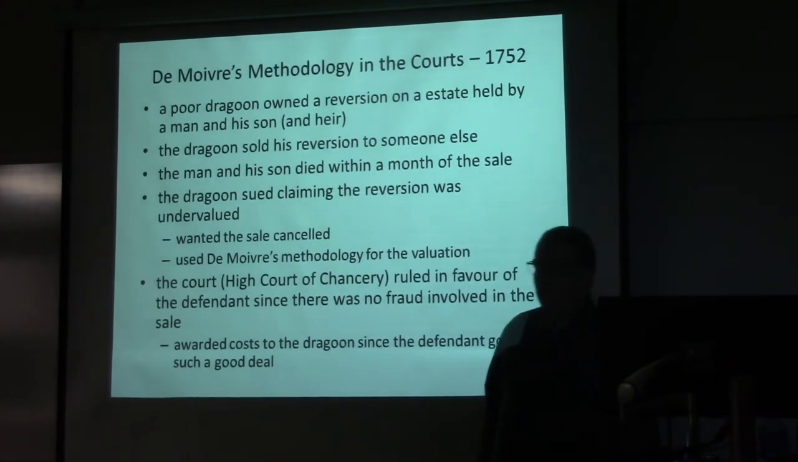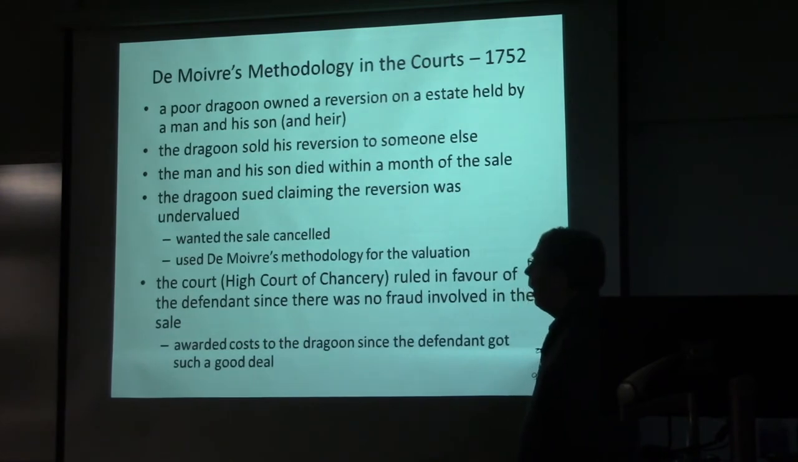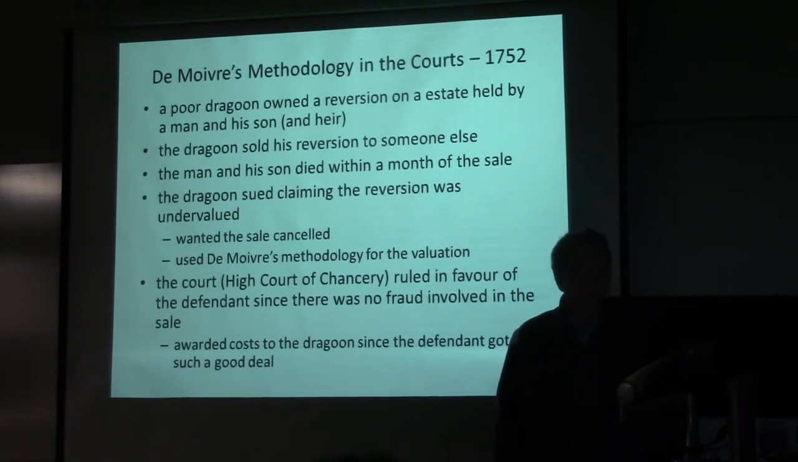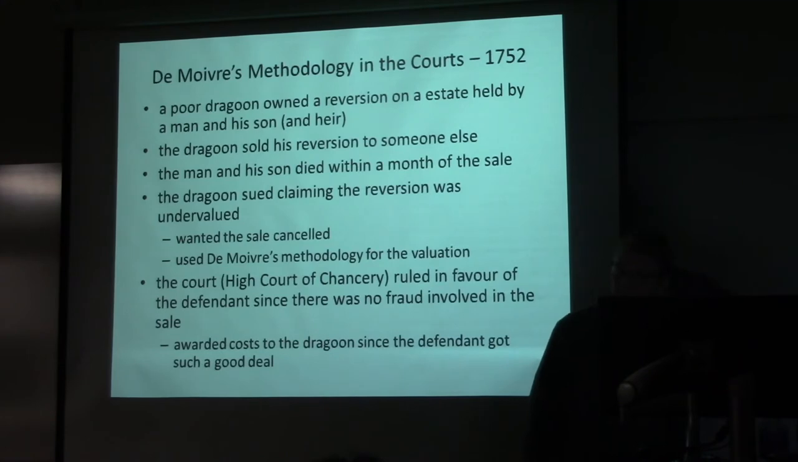Covered this morning, but this is a nice example of a case in the court where a soldier, a dragoon, had owned a reversion on an estate. So when this man and his son both died, he got the estate, but he needed some money, so he sold his reversion to somebody else. But the man and his son both died within a month of the sale, so the dragoon sued, claiming that the reversion was undervalued. He wanted the sale canceled, he wanted his money back, essentially. When he went before the court, he used Dumois' methodology to show what the true value should have been, but the High Court, the Chancery, ruled in favor of the defendant since it was sold without fraud. There was no fraud involved in the sale, so the sale was valid, but they awarded the cost to the poor soldier since the defendant had got such a good deal.